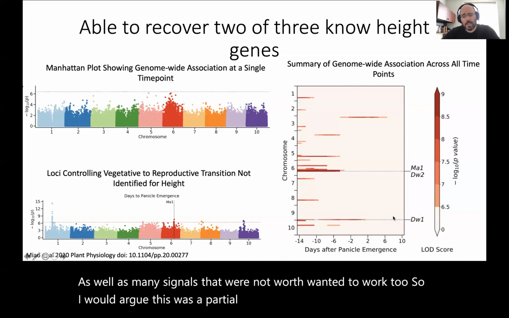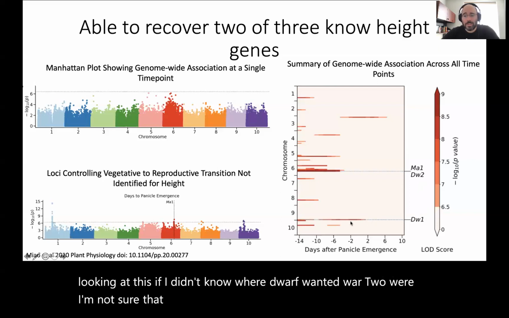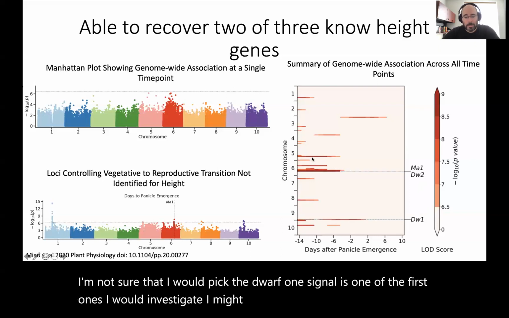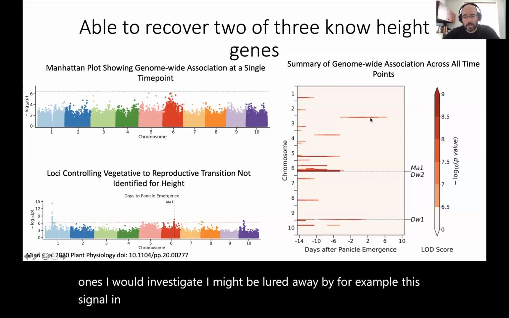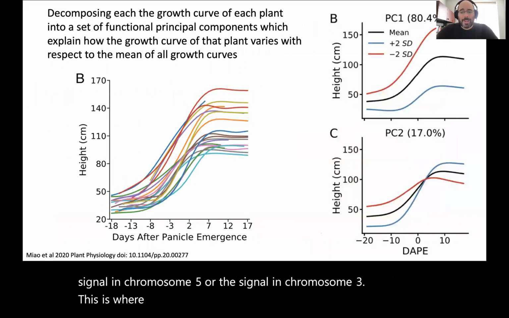One real challenge is that looking at this, if I didn't know where dwarf 1 and dwarf 2 were, I'm not sure that I would pick the dwarf 1 signal as one of the first ones I would investigate. I might be lured away by, for example, this signal in chromosome 5 or the signal in chromosome 3. This is where it pays to collaborate and have conversations with talented statisticians.